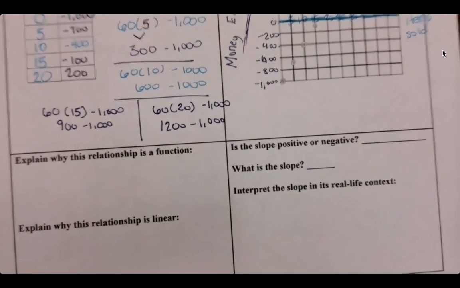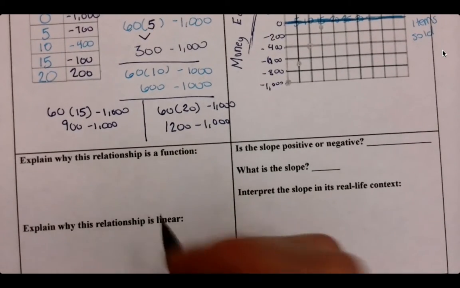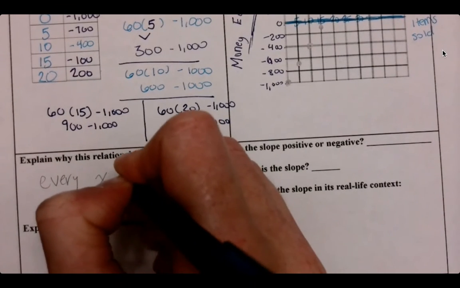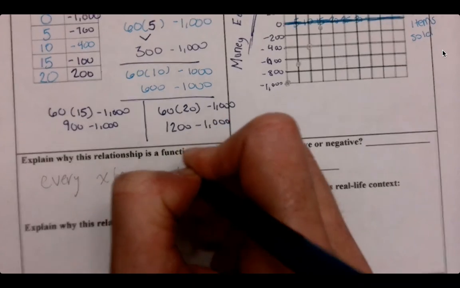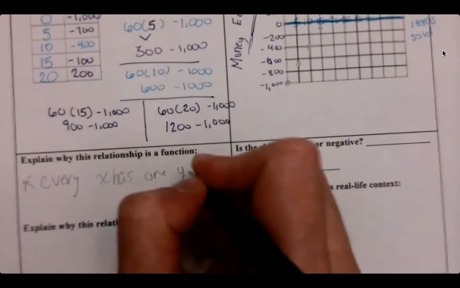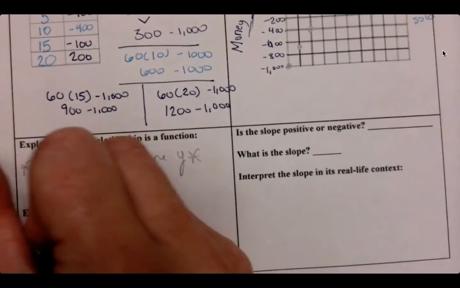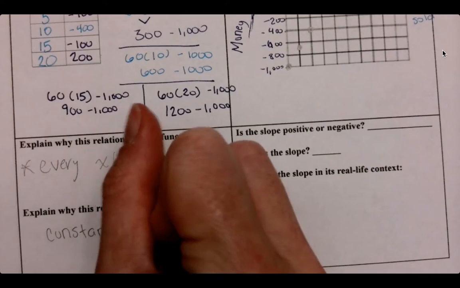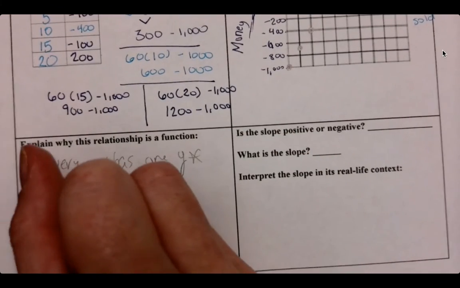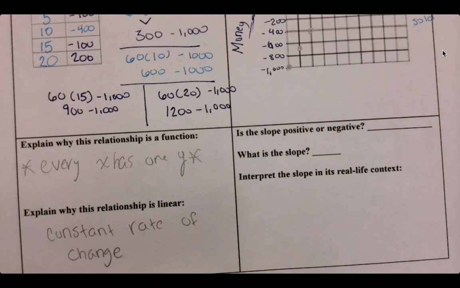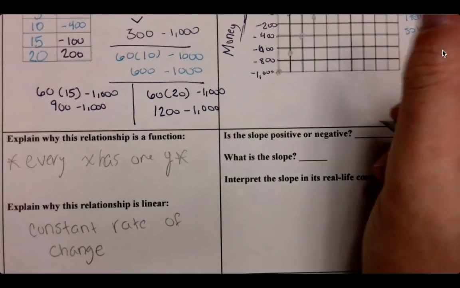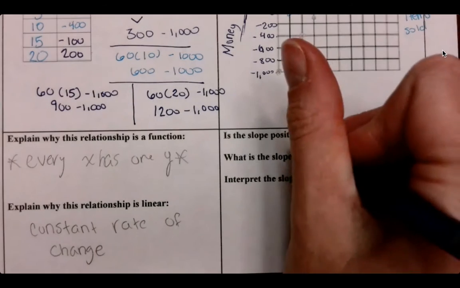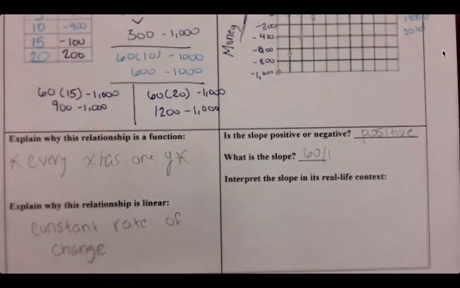So if we're talking about why is this relationship a function, we're going to say every x has one y. And this, if you have no idea what that means, is a-okay. It is linear because it is a constant rate of change. Is our slope positive or negative? Does it go up positive or down negative? Up positive. What is our slope? What's our m? 60 over 1 or 60, right?